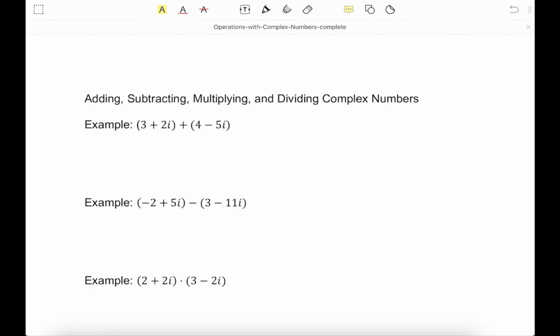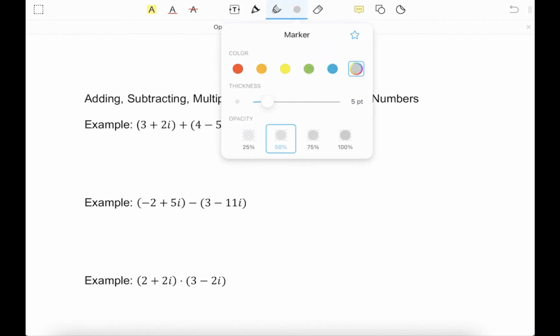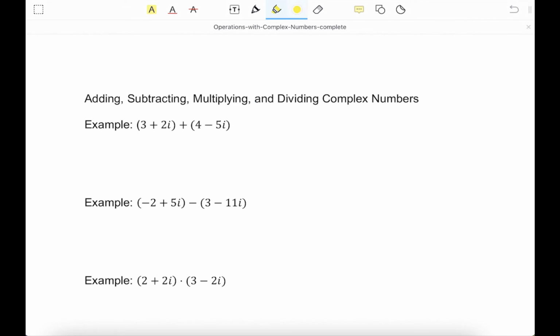Operations with complex numbers can be a little tricky. The hardest one is division, but addition and subtraction are pretty easy. You just separate the real and the imaginary part. The real part is just the constant, and the imaginary part is the one that involves the imaginary number i, and you just do them separately.